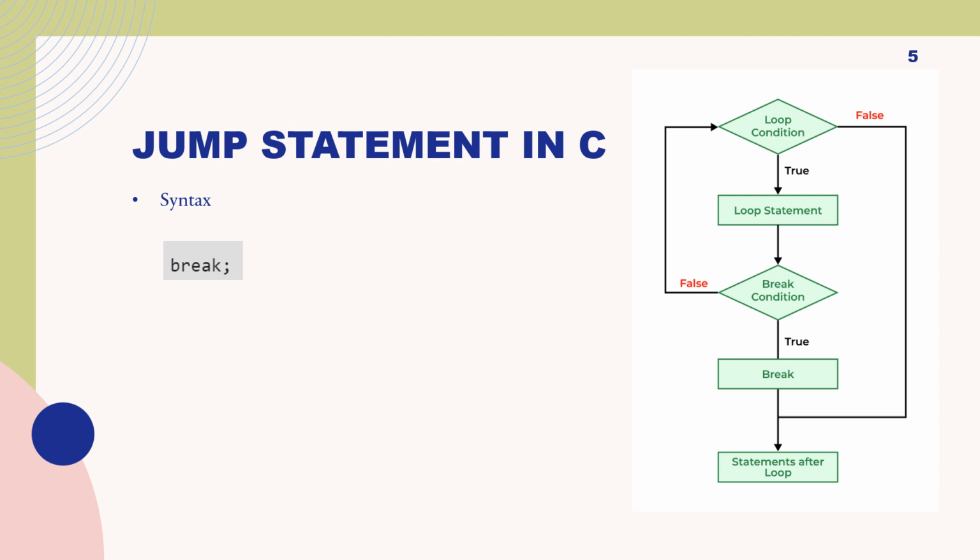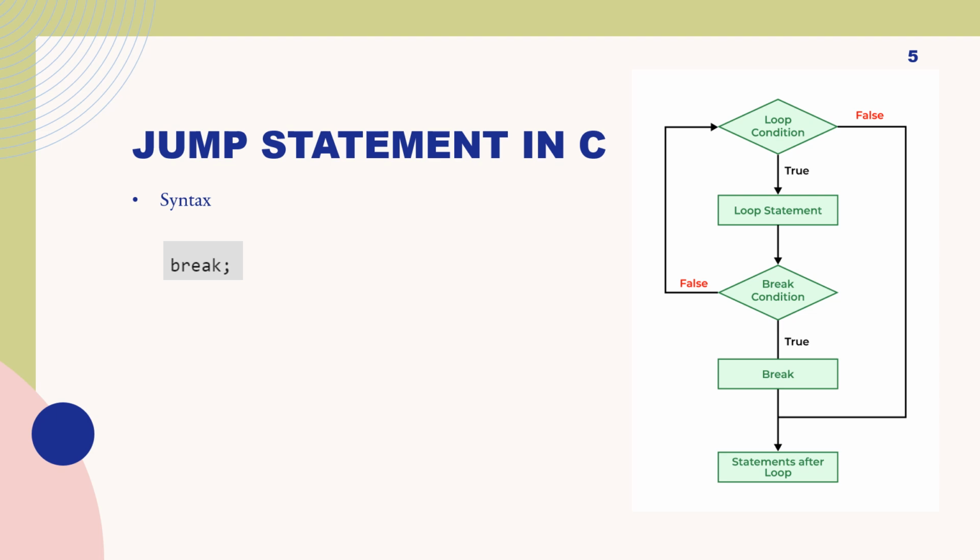So here you can look into the flow chart for break. Initially the loop condition is checked. If it is true, it will move on to the loop statement block, and there, if it comes to the break condition checking and it is true, it will execute the break statement. Otherwise, it will move on to the loop condition again.